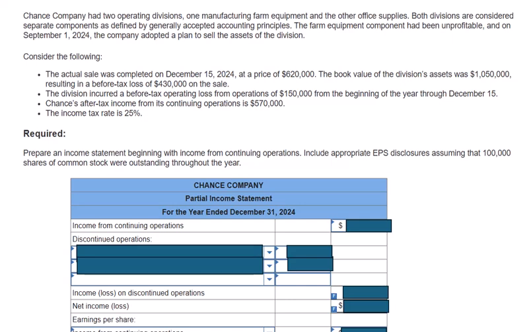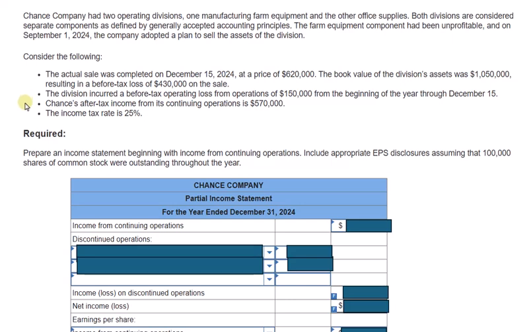The farm equipment component has been unprofitable, and on September 1st, 2024, the company adopted a plan to sell the assets of the division. They gave us 4 bullet points. The actual sale was completed on December 15th, 2024, price of $620,000. The book value of the division's assets was $1,050,000, resulting in a before-tax loss of $430,000 on the sale. The division incurred a before-tax operating loss from operations of $150,000 from the beginning of the year through December 15th. That's when the sale was complete.